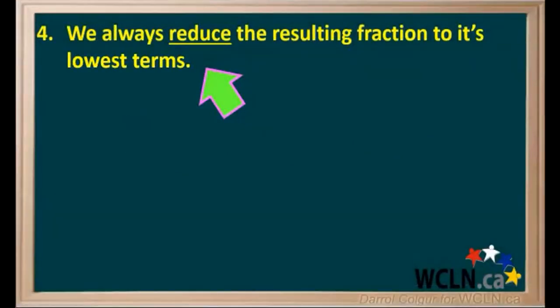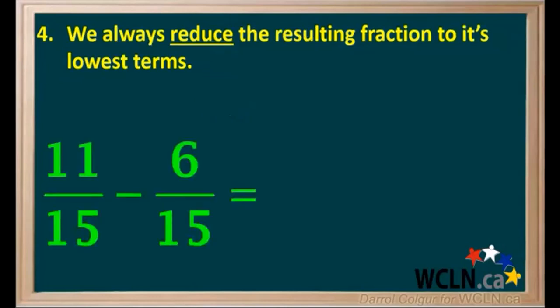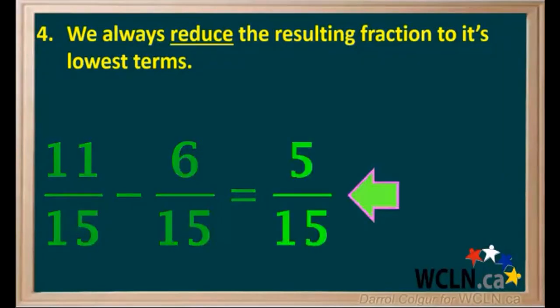The fourth thing we must remember is, if the resulting fraction can be reduced, we must always reduce it to its lowest terms. For example, if we're subtracting 6/15 from 11/15, 11 minus 6 is 5, so the answer comes out to 5/15.